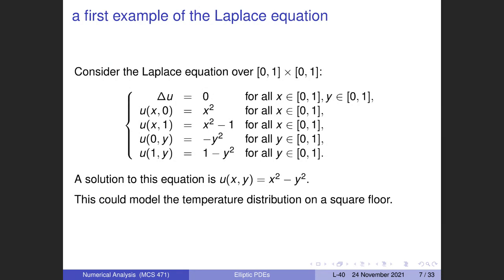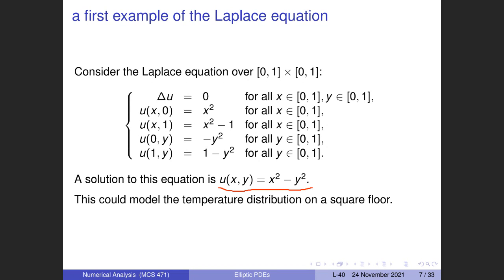So here is the Laplace equation on a square. So a and b are 0 and 1. The c and d are also 0 and 1. And you could consider this as a backwards problem. So it has a very explicit solution: x squared minus y squared.